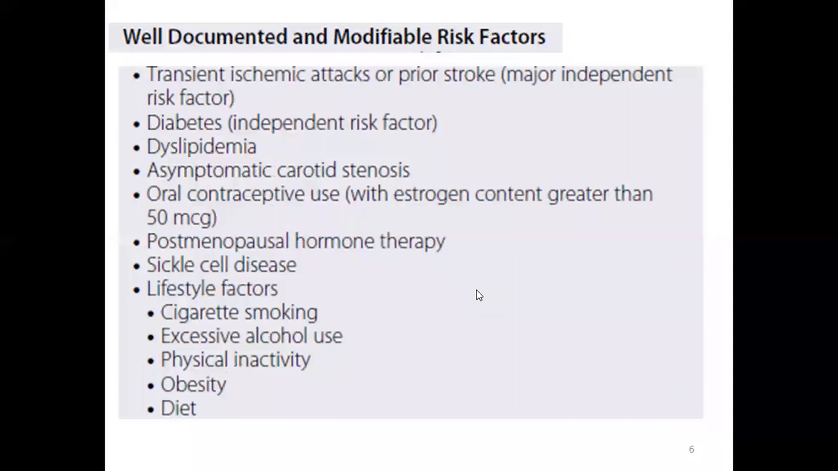Okay, then the well-documented modifiable risk factors are transient ischemic attack. If a patient has a history of transient ischemic attack, diabetes, those are independent risk factors. Dyslipidemia and oral contraceptives. Maybe can someone tell me why oral contraceptives increase the risk of stroke?